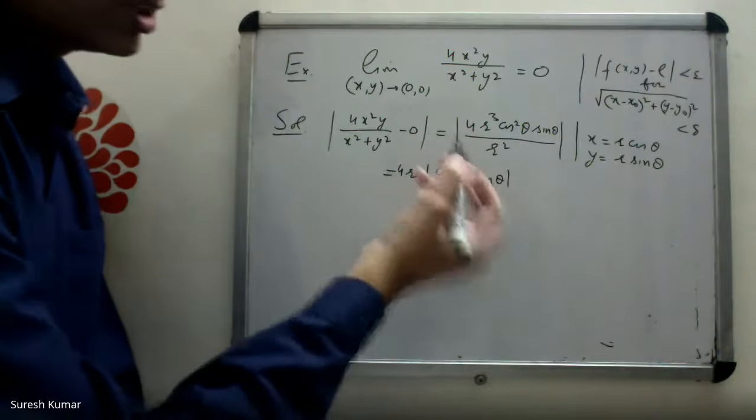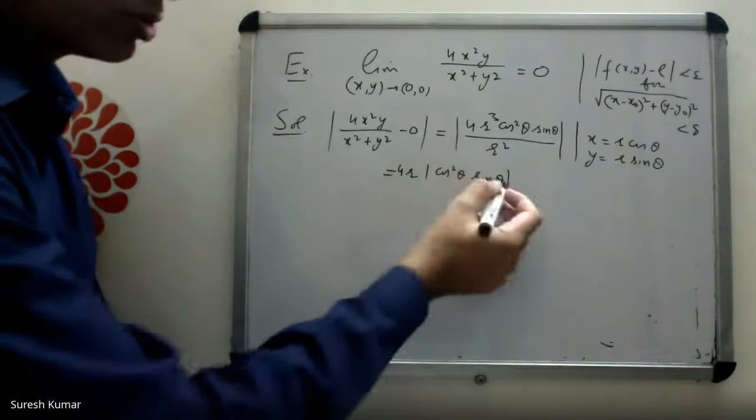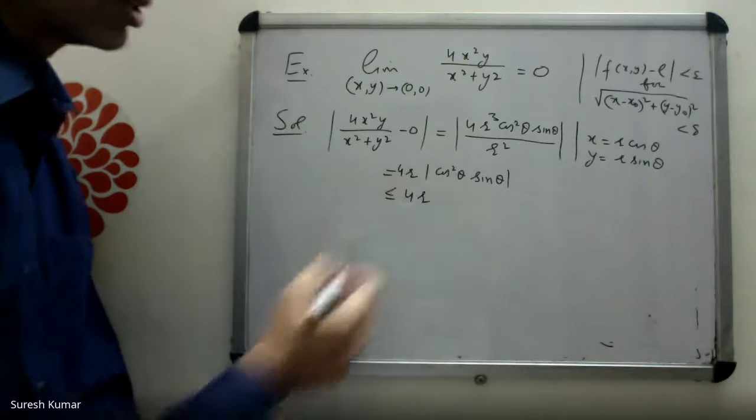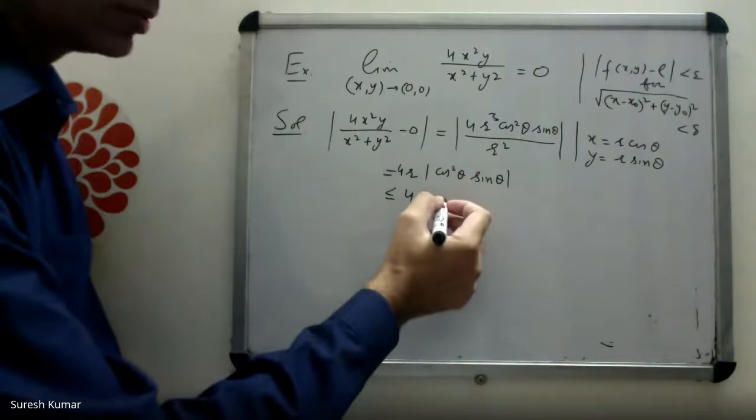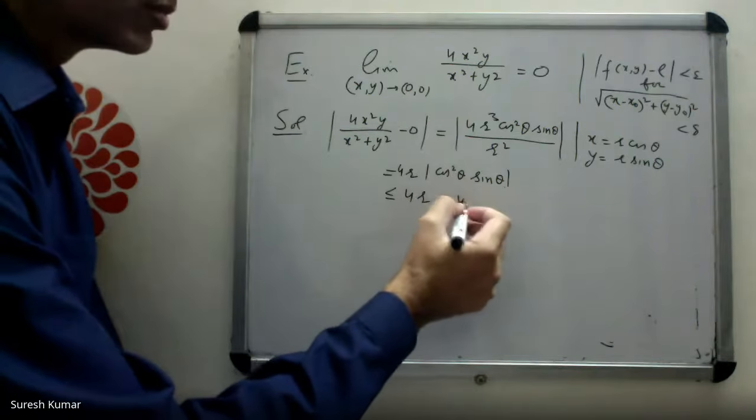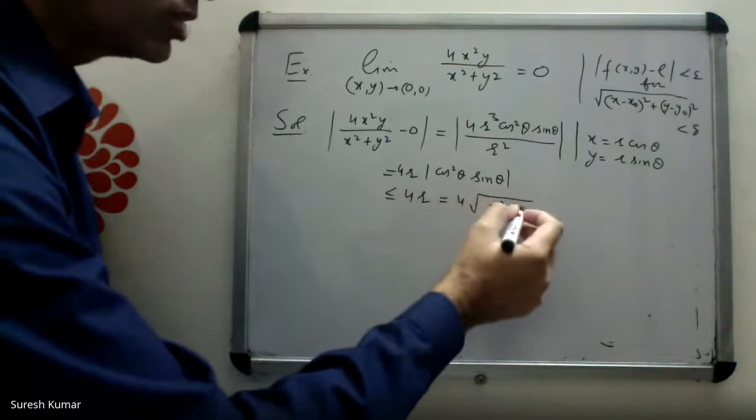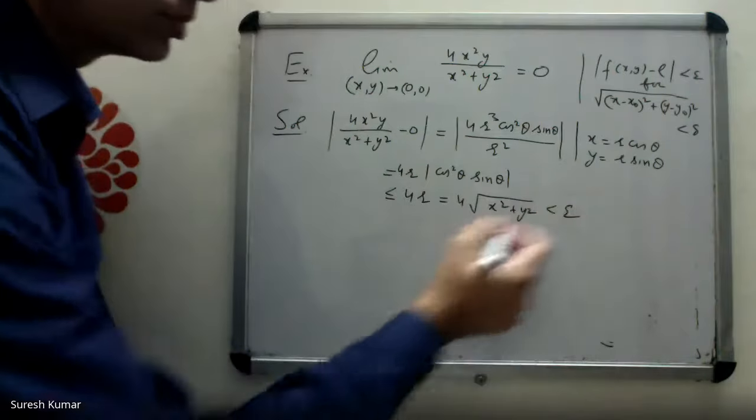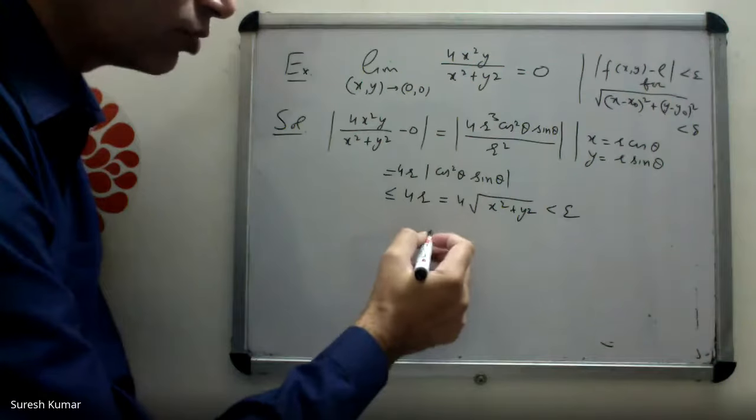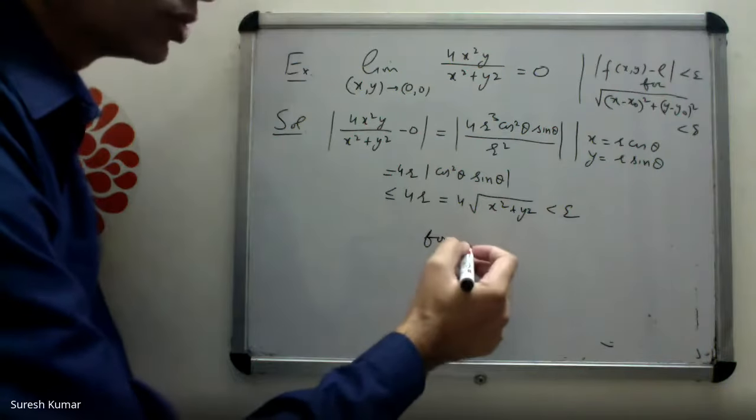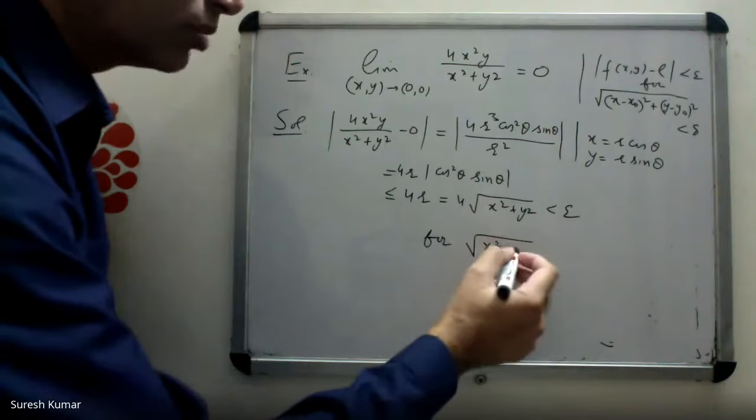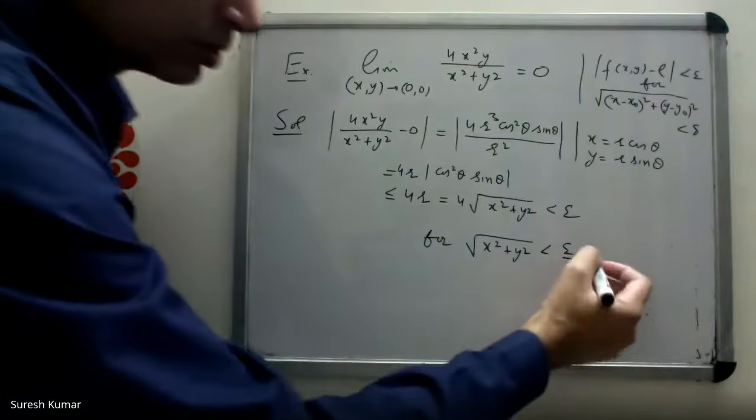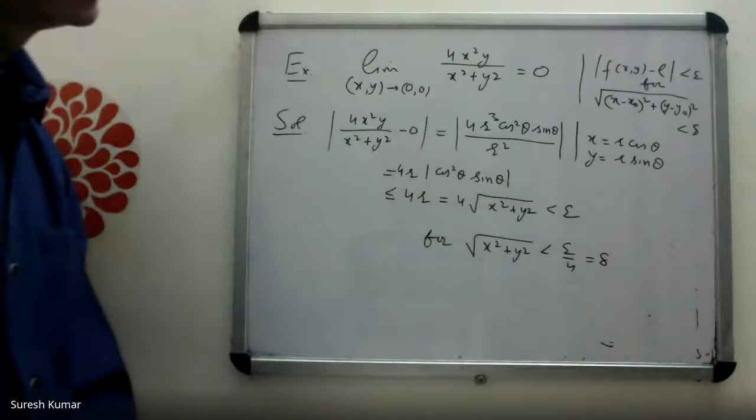Now cos theta and sin theta, you know, are less than or equal to 1 in modulus. The modulus of the whole thing is less than or equal to 1, so you can write it less than or equal to 4 times r. But what is r? The square root of x² plus y². You want this thing less than epsilon. This can be less than epsilon for the square root of x² plus y² less than epsilon by 4. Correct? This you can choose as your delta.